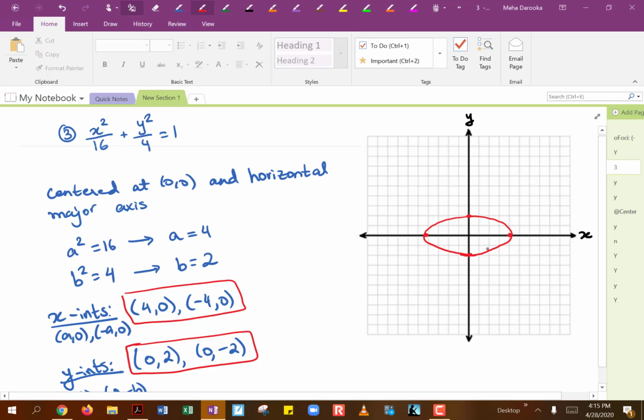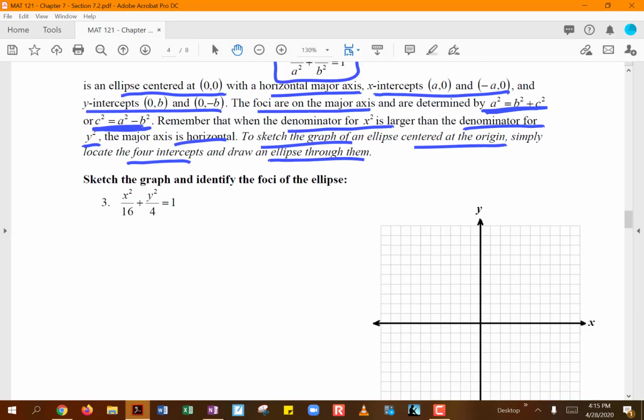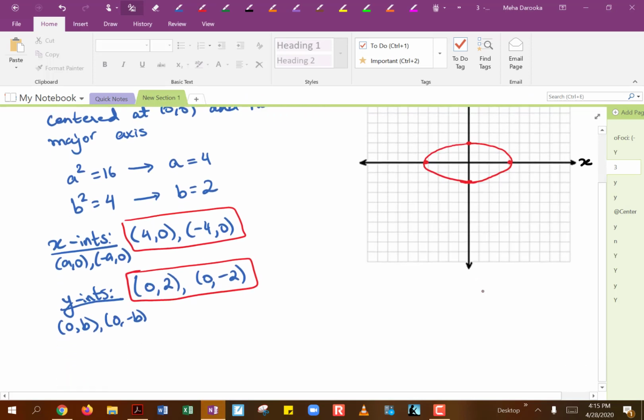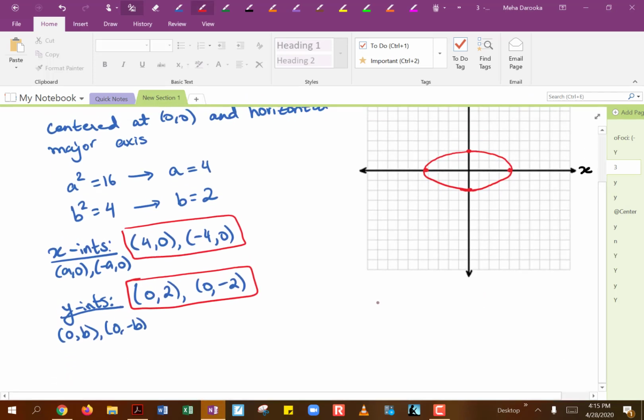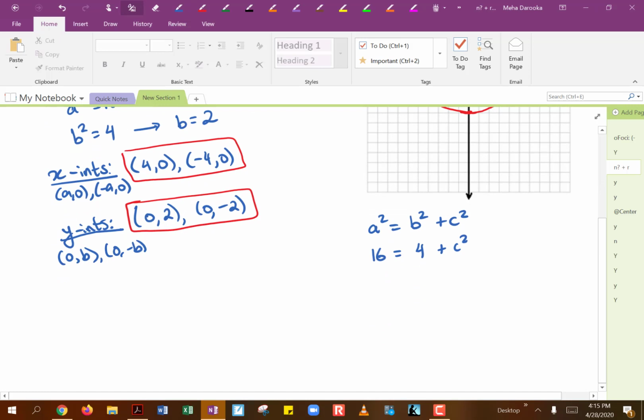Okay, so something like that, give it that elliptical shape, and of course we want to find the foci as well. So for the foci, we can use the relationship a squared equals b squared plus c squared. This time our a squared value is given to us as 16, b squared is given to us as 4, and we need to find c squared. So we can start by subtracting 4 first.